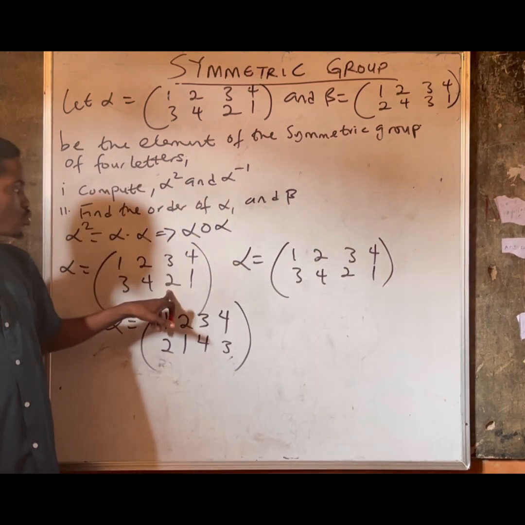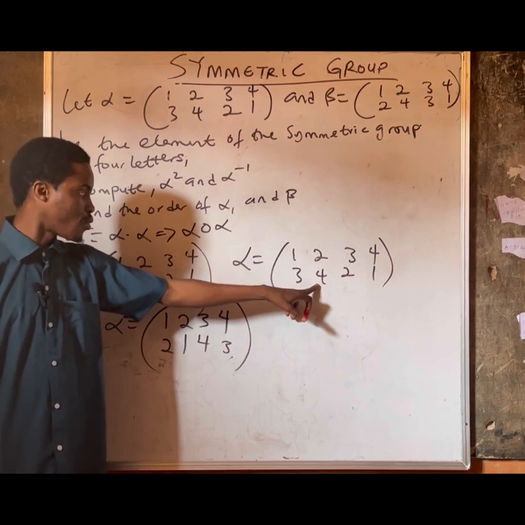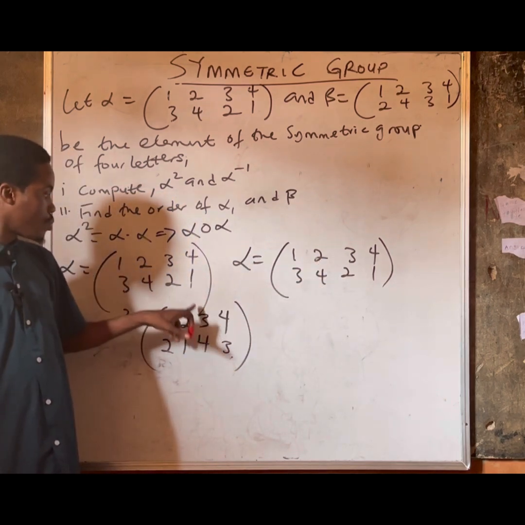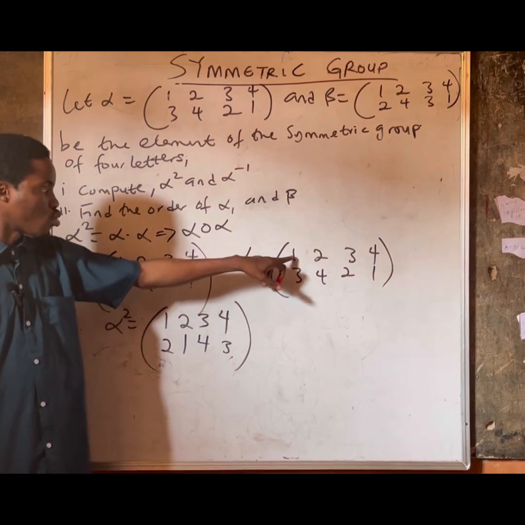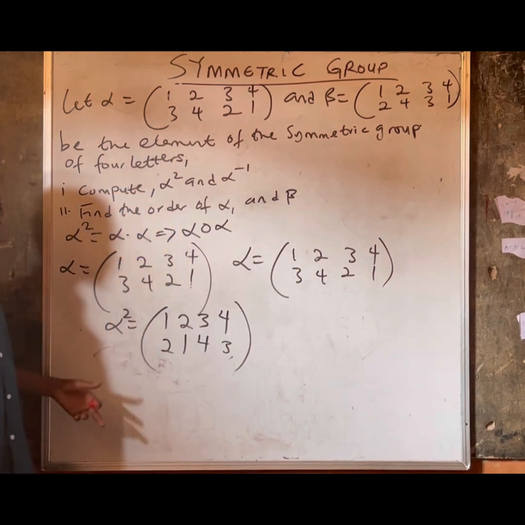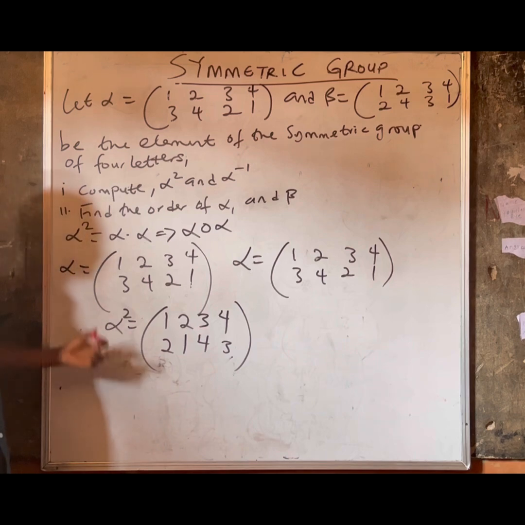3 is mapped to 2. Under 2 we have what? We have 4. So that's why we have 4 here. 4 is mapped to 1. We have to go to 1 here. Under 1 we have 3. So it means we have completed alpha square.